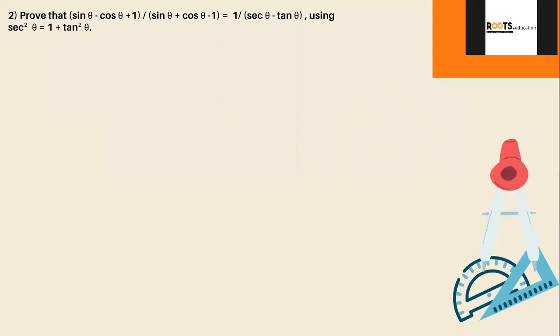Prove that sin theta minus cos theta plus 1 divided by sin theta plus cos theta minus 1 is equal to 1 by secant theta minus tan theta, using the identity secant square theta is equal to 1 plus tan square theta. You have to use this identity to solve this. Take the LHS and prove the RHS. In trigonometry, most of the questions we do like this only. We will take the LHS part and solve it so that we get the RHS. Take the LHS.